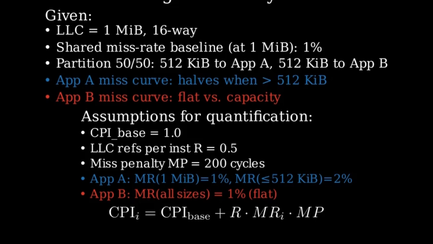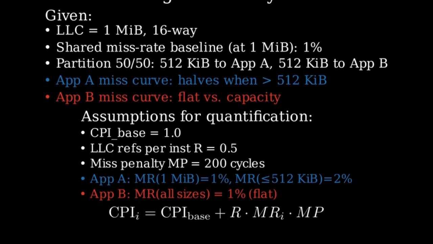We will also assume that at 1 megabyte app A has a 1% miss rate and app B has a 1% miss rate, consistent with the given overall baseline. When app A is limited to 512 kilobytes, its miss rate doubles to 2% because its curve halves when you go above 512 kilobytes. App B is flat at 1% regardless of capacity. First compute the 50-50 split.